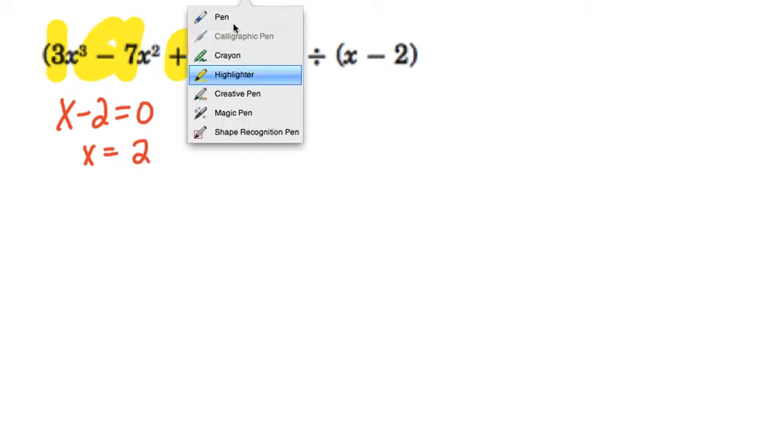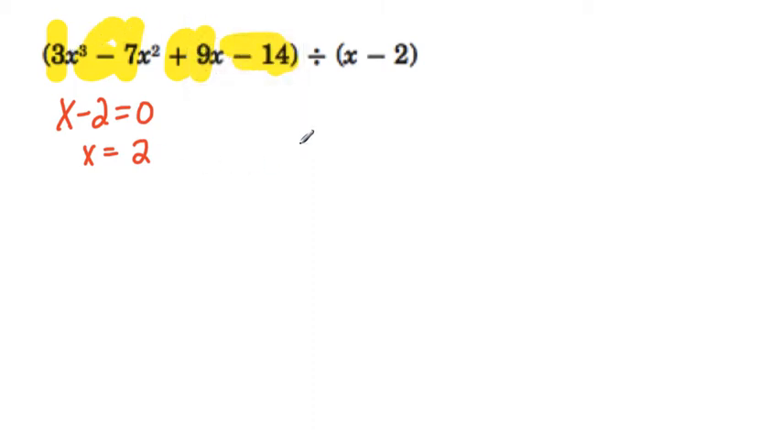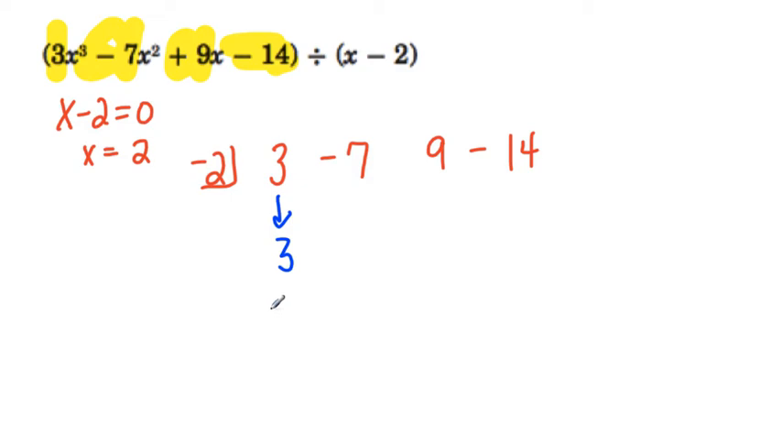So then you take these numbers and write them down. So 3, negative 7, 9, and negative 14. And then you would put this 2 in a backwards L here. Okay, you drop the first number, so that becomes a 3. You might want to put a line here to help you. So drop the first number, and then negative 2 times 3 is negative 6.